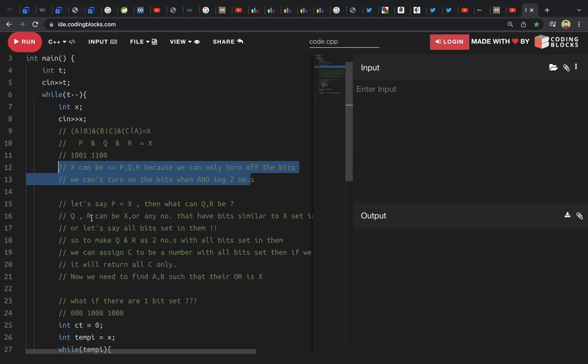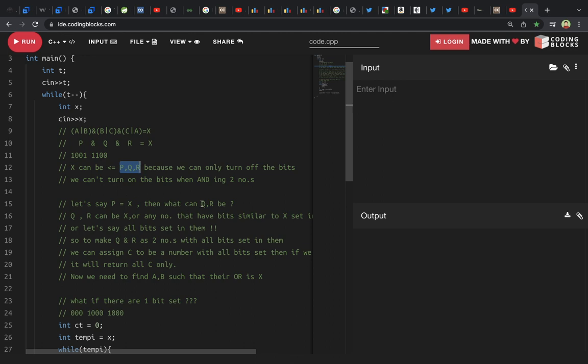Now this was kind of an assumption I tried to take, that what if I can just make q and r useless, right? So what I did was, let's say p is equal to x. Since we know that p, q, and r can all be x, if all three are x, then also the AND of all three numbers is equal to x. But let's just say p is equal to x.